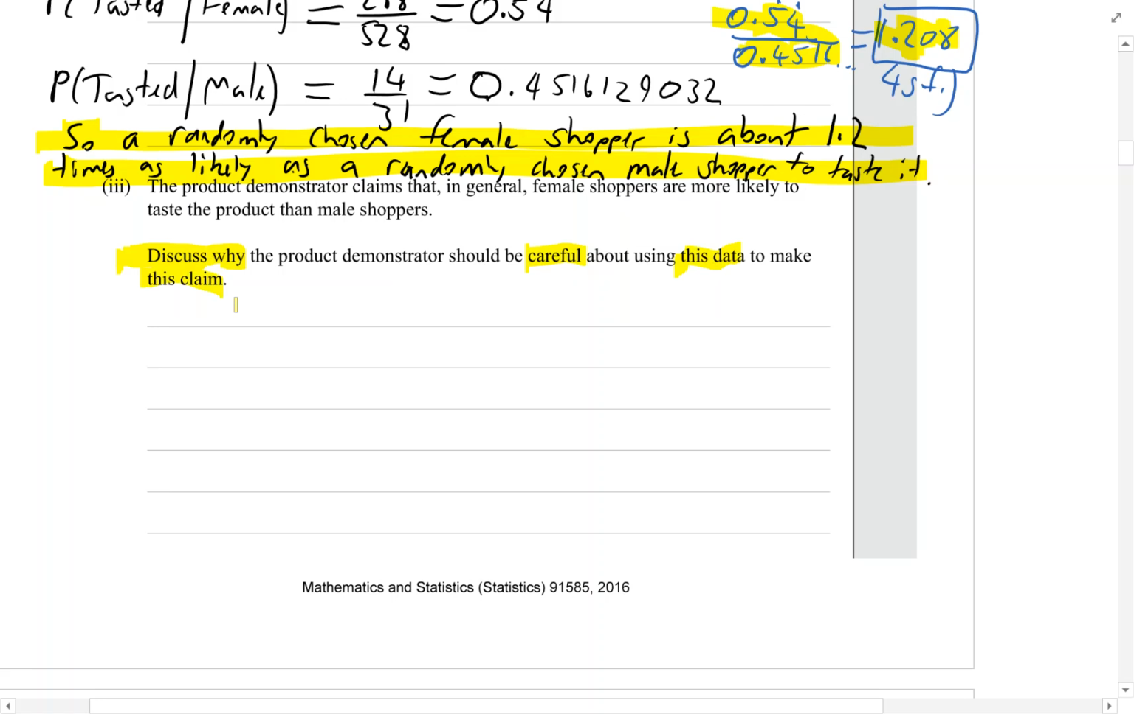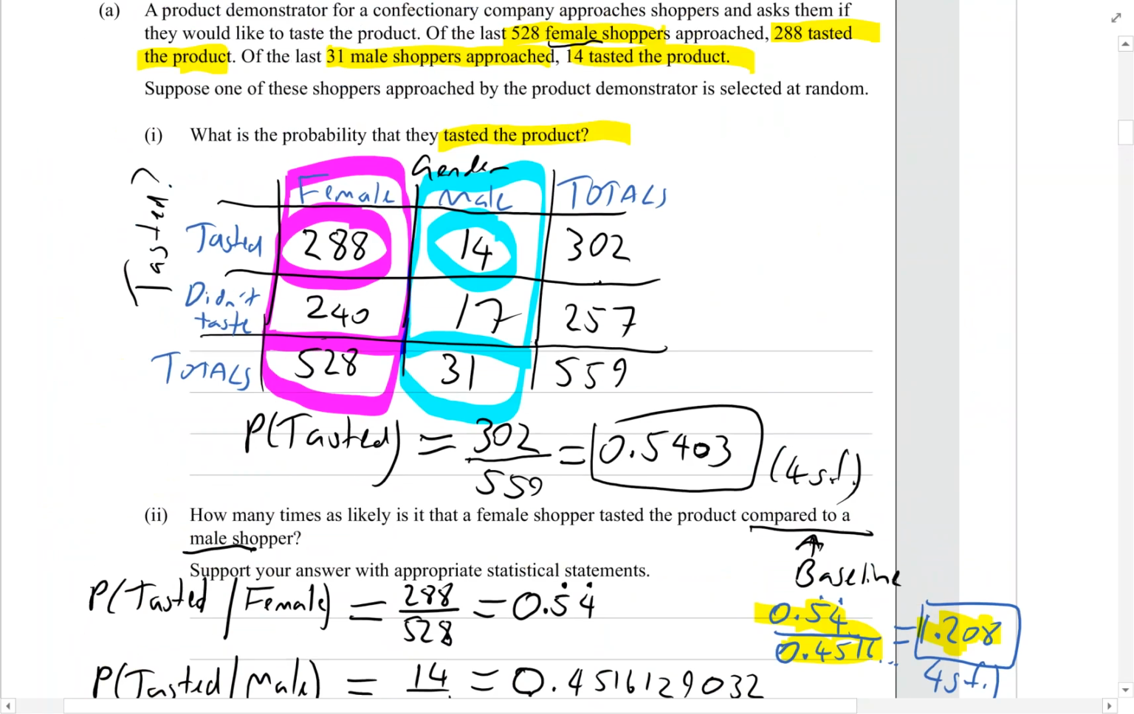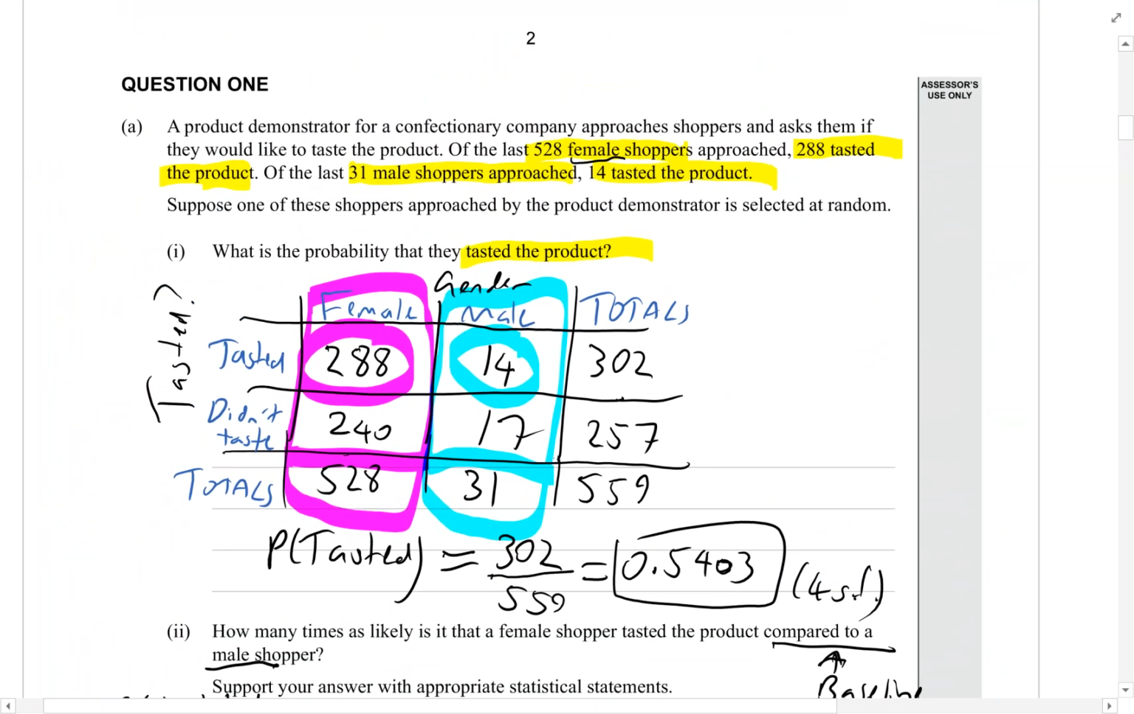So let's think about where the data came from. How much can we trust it? It says that the product demonstrator approached shoppers and asked them if they'd like to taste the product. It doesn't say when they did this or how they chose who they would ask. It said they approached them. And it also says of the last 528 shoppers approached. So that could just mean that it was yesterday evening.